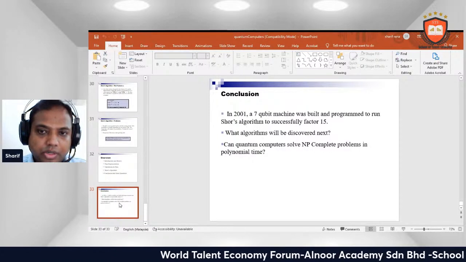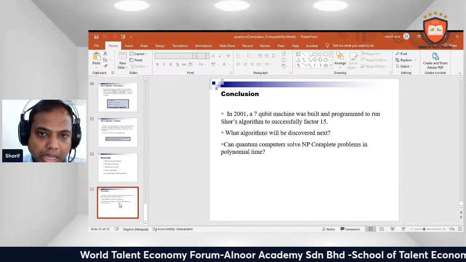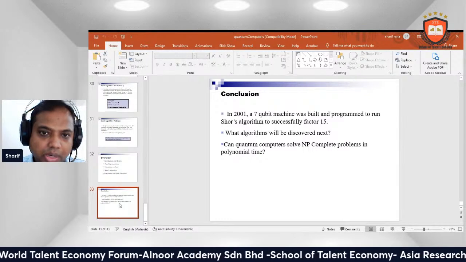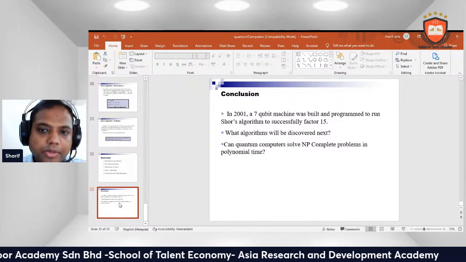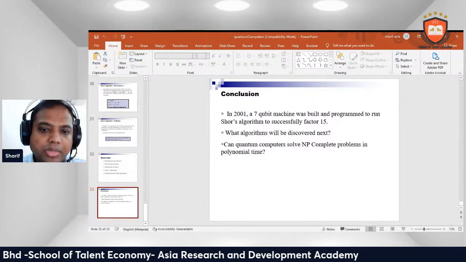A 7-qubit machine was built and programmed to run Shor's algorithm to successfully factor 15. What algorithm will be discovered next? Can quantum computing solve any NP-complete problem in polynomial time?